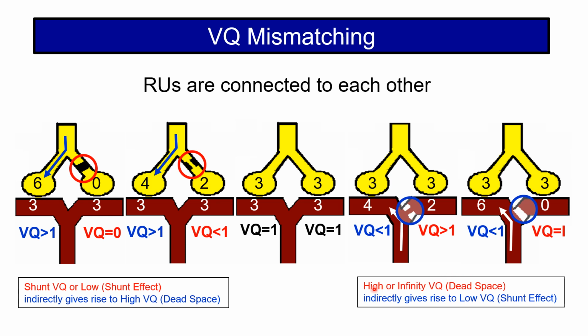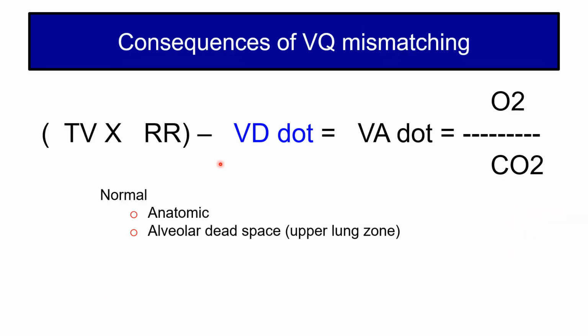So a high V/Q relationship or a V/Q of infinity indirectly gives rise to a low V/Q, which is going to give rise to alveolar shunt effect. Now, what are the consequences of this V/Q mismatching?